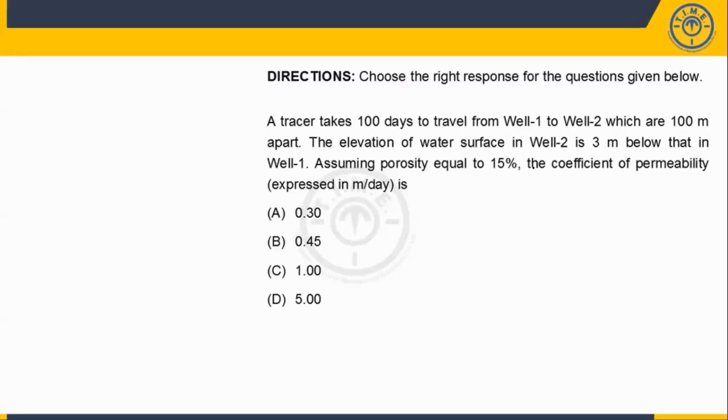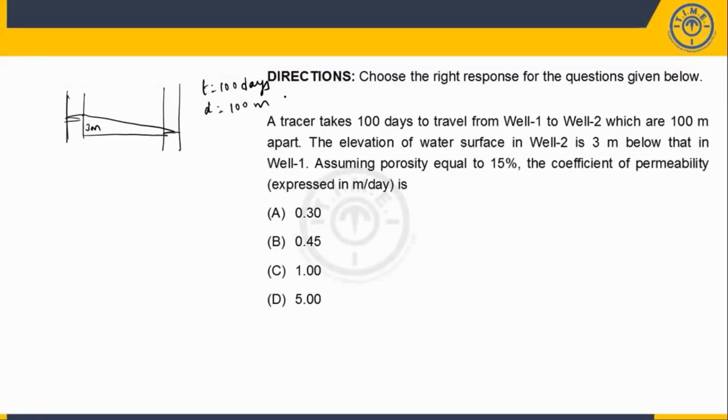Now, here is well 1, we have the water, and well 2, we have the water. The elevation of the water level in well 2 is 3 meters below. How much is this elevation? 3 meters. How much is the time taken? 100 days. How much is the distance? Distance is 100 meters.